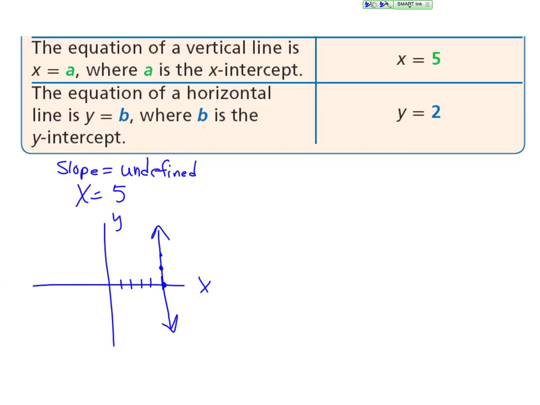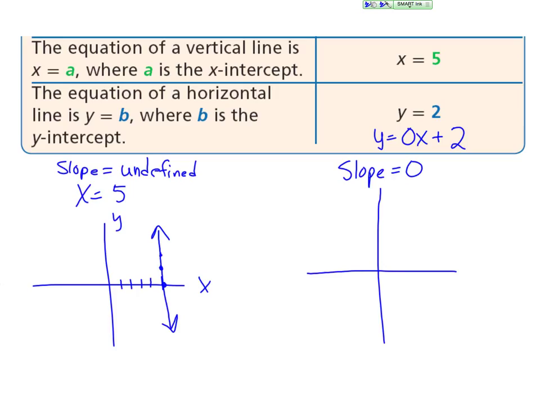And then a horizontal line, the slope of a horizontal line is 0. So you might think of this as y equals 0x plus 2, but it just simplifies to be y equals 2. That's going to be a horizontal line going this way. Your points would be like 0, 2, 1, 2, 2, 2, 3, 2, where the y is always 2. So those are a couple special ones. When we look at those, they're horizontal and vertical lines.